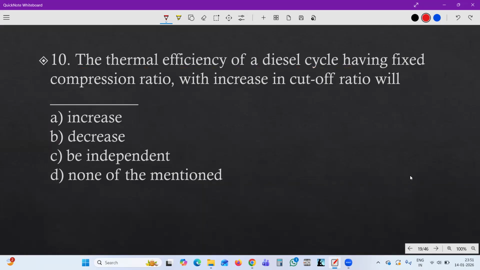10th one, the thermal efficiency of a diesel cycle having a fixed compression ratio with increase in cutoff ratio will: increase, decrease, be independent, or none of the above. So it will decrease. The thermal efficiency of a diesel cycle having a fixed compression ratio will decrease with increase in cutoff ratio. Answer is B.